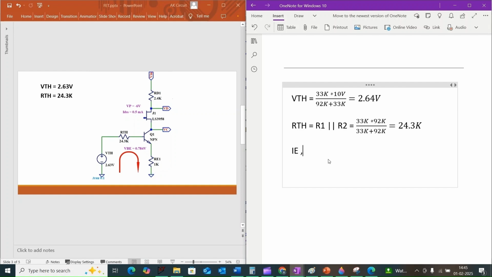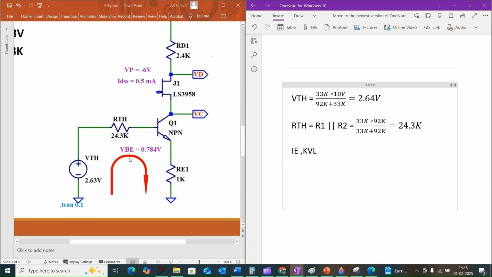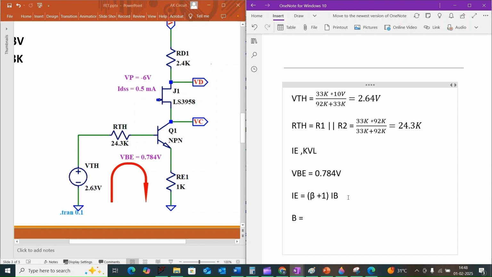With the Thevenin equivalent in place, we can now find the BJT's emitter current IE. We will apply Kirchhoff's voltage law around the base-emitter loop. Considering the base to emitter voltage drop in the BJT, we will take VBE equal to 0.784 volt. Also, we know the relationship between base current IB and emitter current IE is IE equal to beta plus 1 times IB, given that beta is equal to 200 in this BJT. We can plug that into our KVL equation and solve for IE.